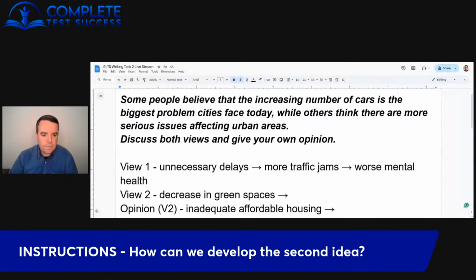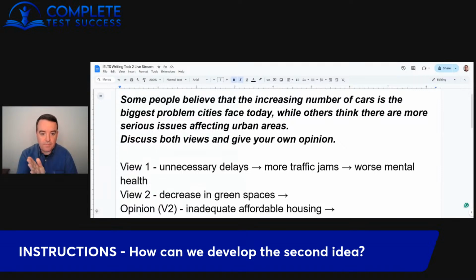Okay, so when you're ready, just type into the comments that second idea, decrease in green spaces. Now, remember, we need to say why that's worse than the increasing number of cars. Not just what does that mean, or why is it bad, but specifically why is it worse than the increasing number of cars. So don't forget that we can't just write about our idea outside the context of the question. We have to remember we're talking about what the question asked us to talk about.